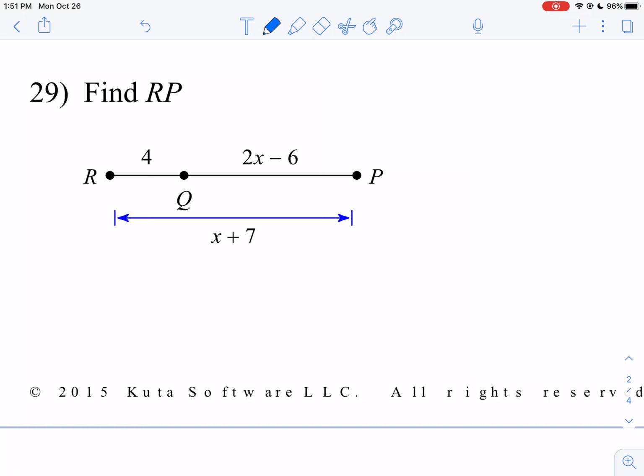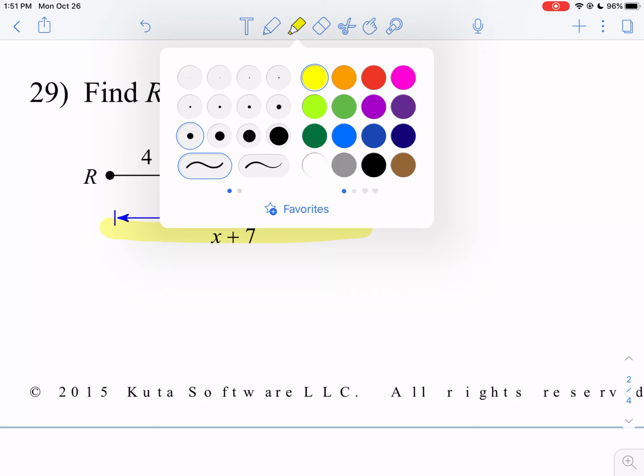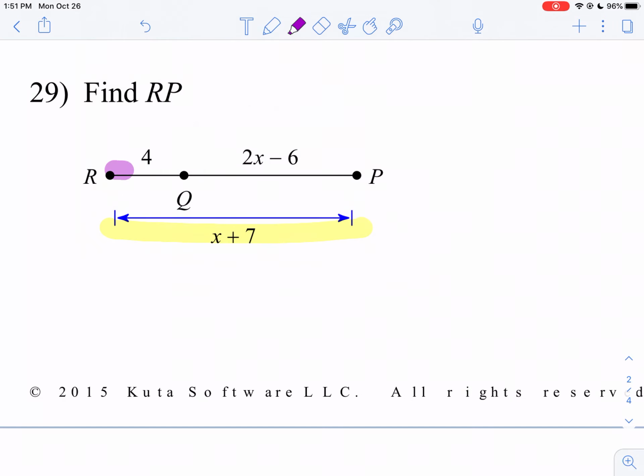Okay, all right, so 29. They want us to find RP. Right now, RP is actually the whole length. Okay, so this is RP. Okay, it's the whole length. It's your x plus 7. All right, and the whole length, you can get it when you add these two shortest segments, which is RQ, currently 4, plus QP, which is 2x minus 6.